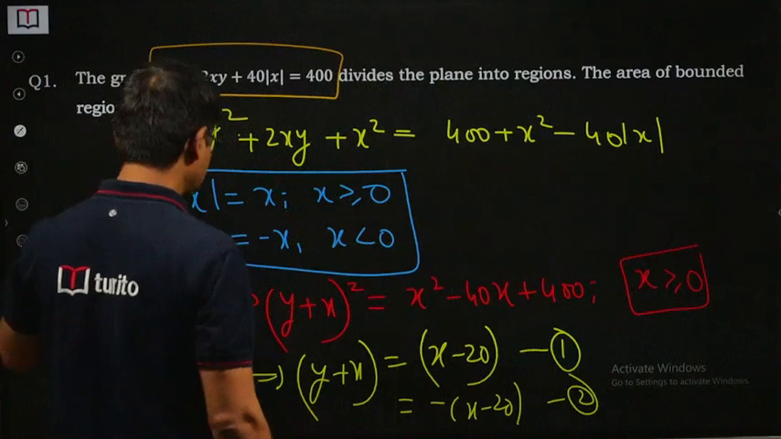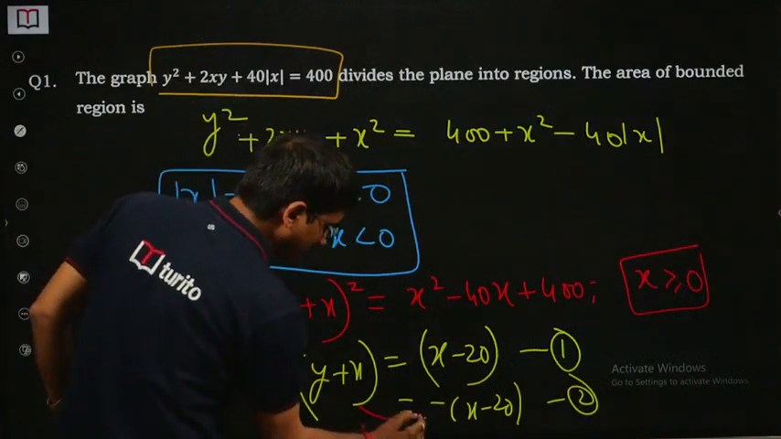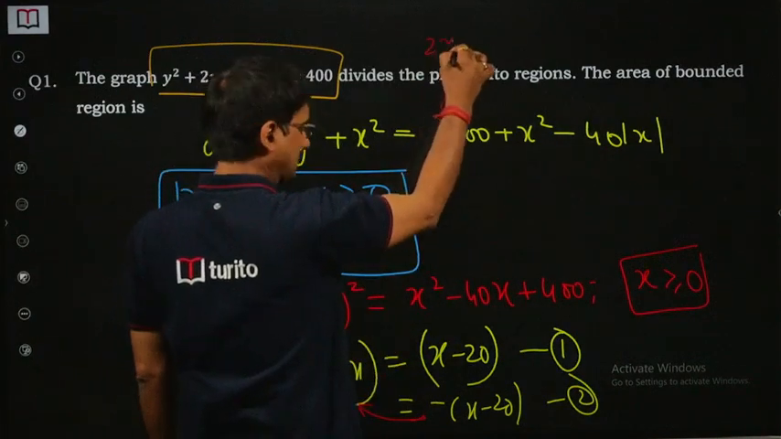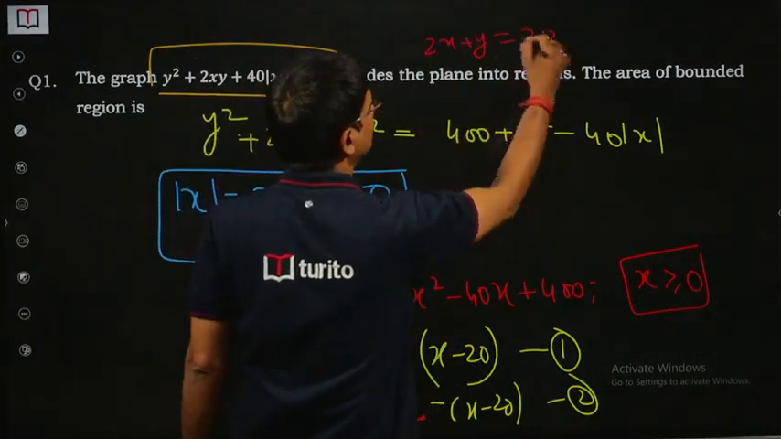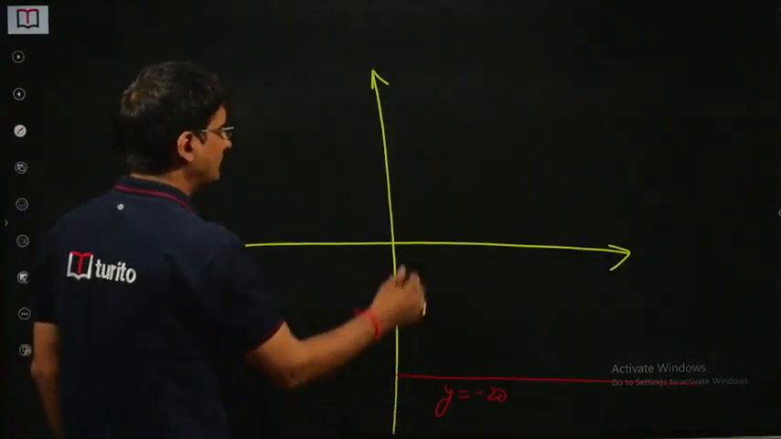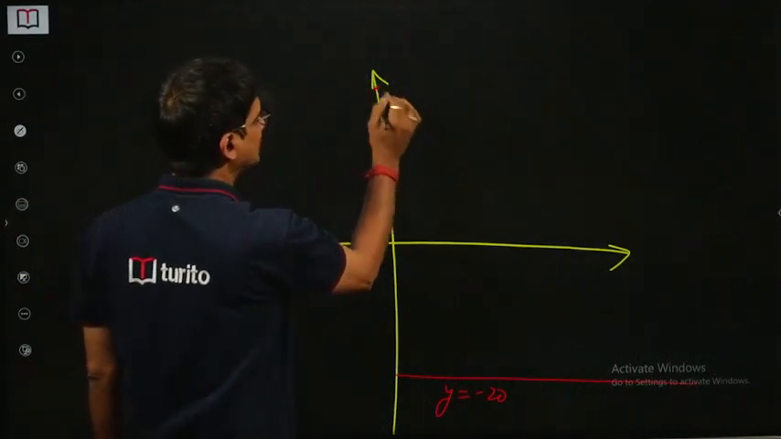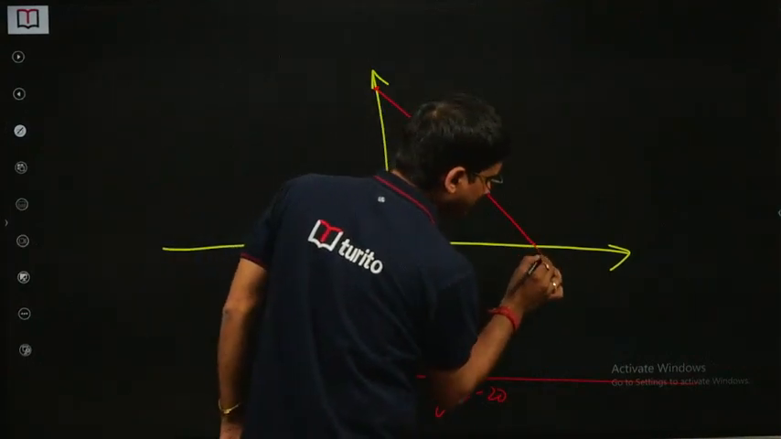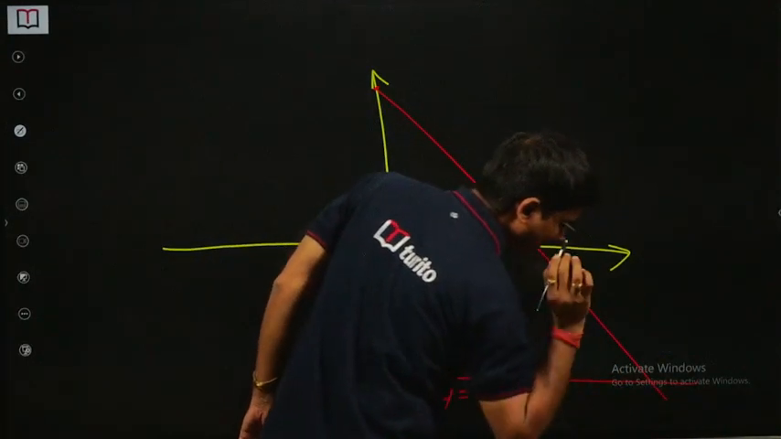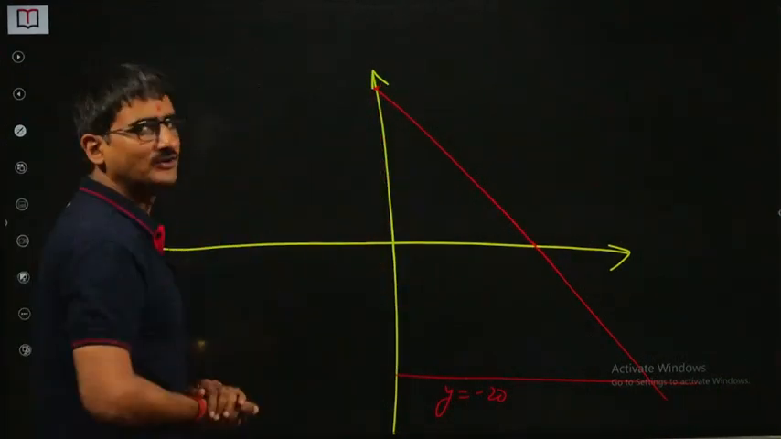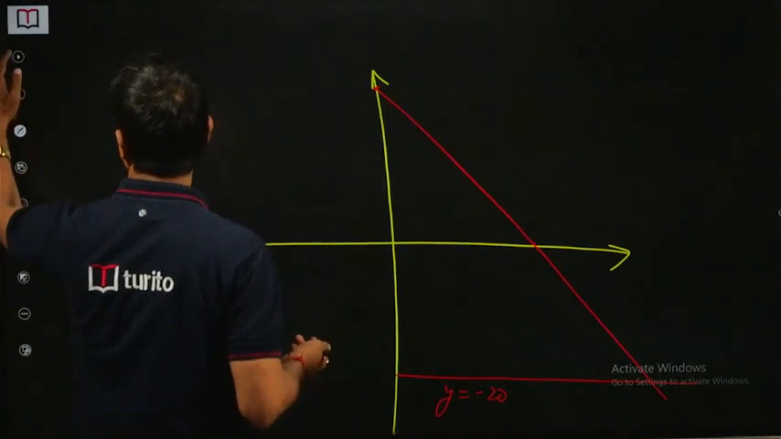Now let's move to the second case. What does that give us? So it's 2x plus y is equal to 20. So y is equal to 20 when x is equal to 0, and x is equal to 10 when y is equal to 0. That's the line again. Since it's again for positive x, we won't extend it beyond the y-axis. Now let's move to the second possibility.